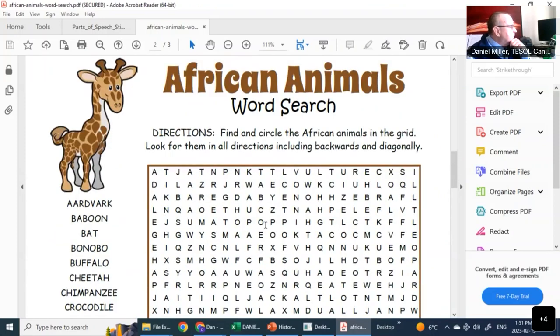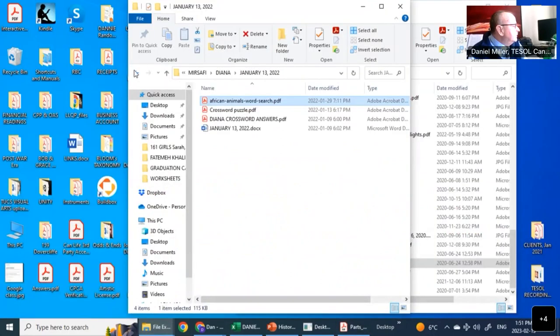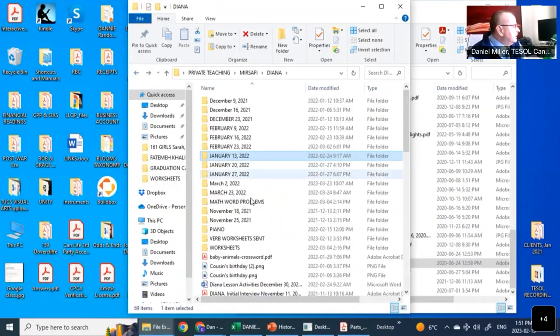And then, of course, there are puzzles like word searches. Kids love to do puzzles like this. So that's another style of parts of speech and grammar activity that kids like to do.